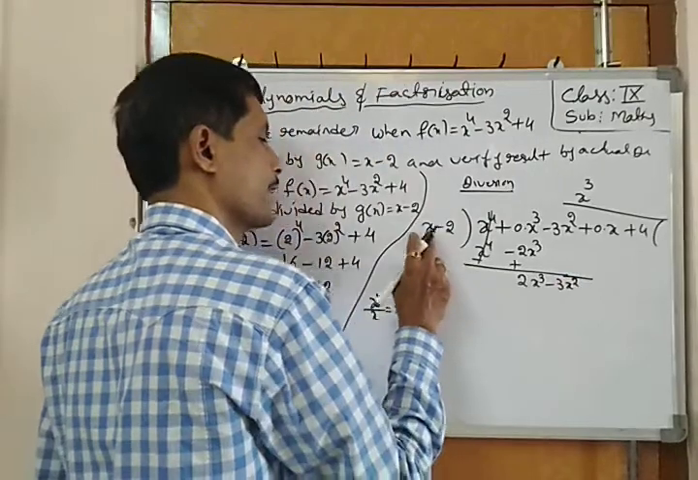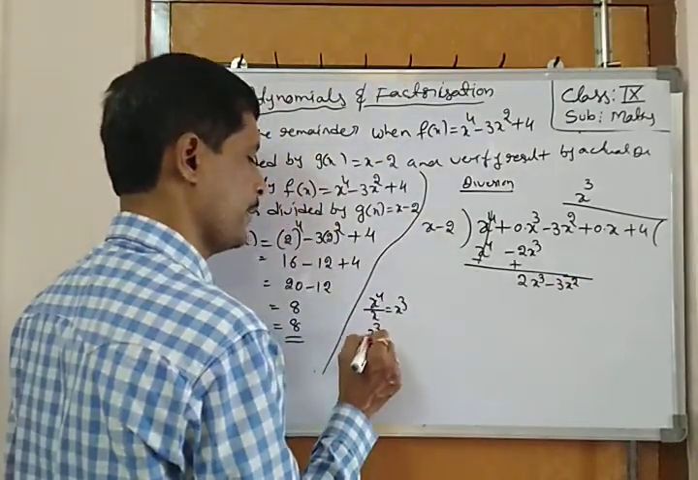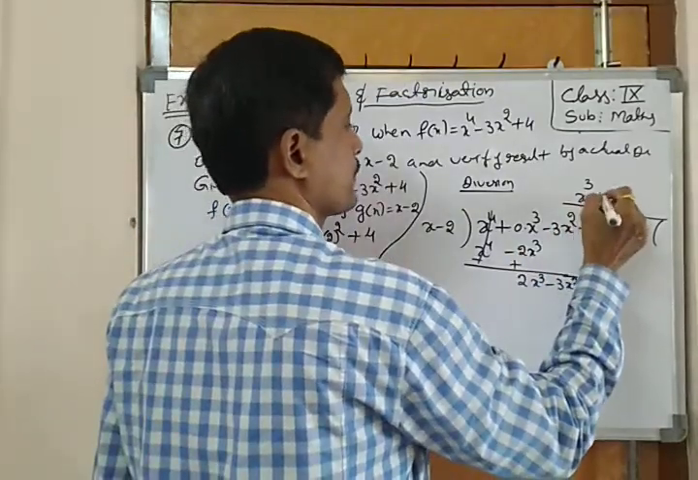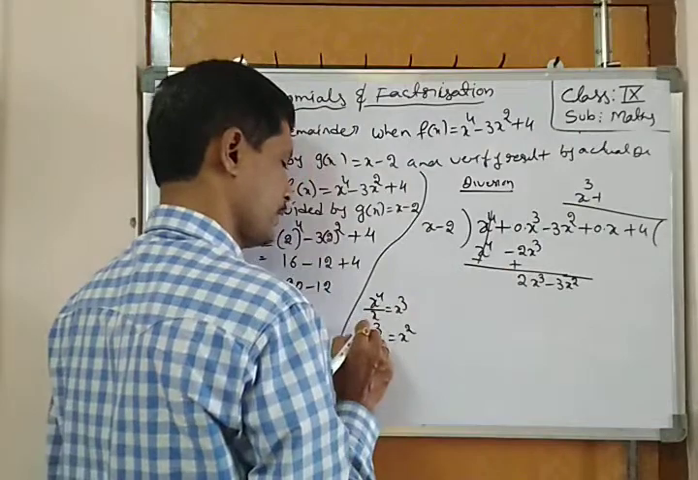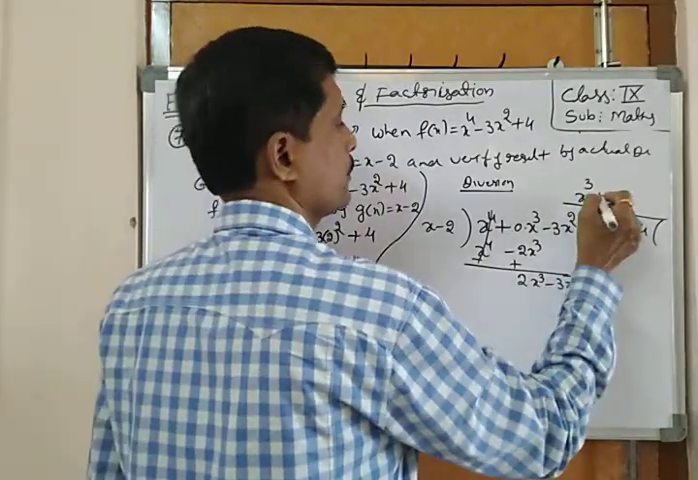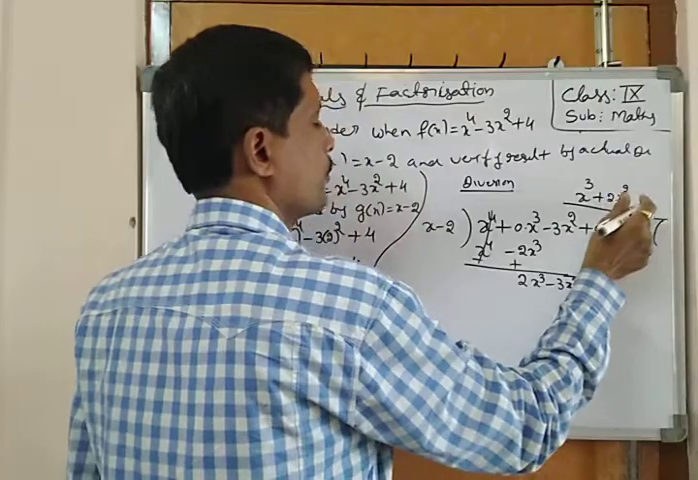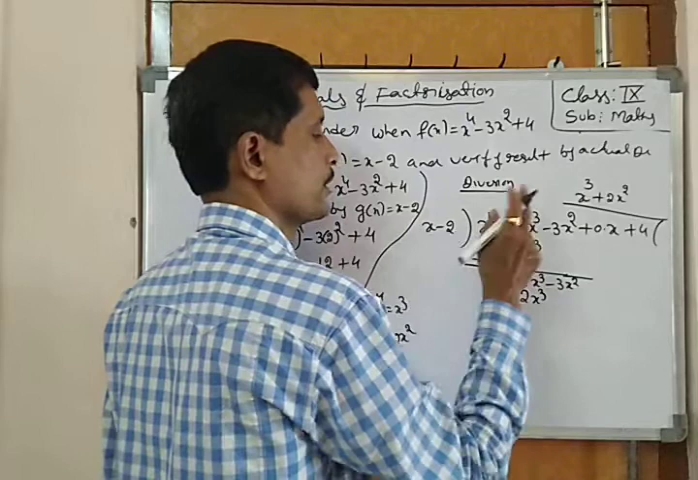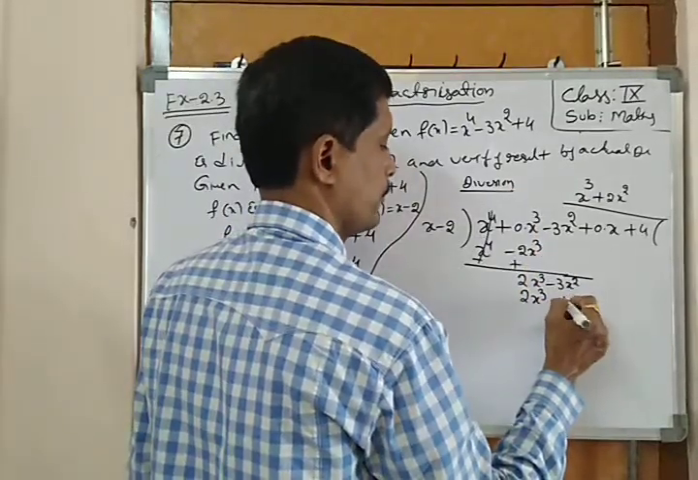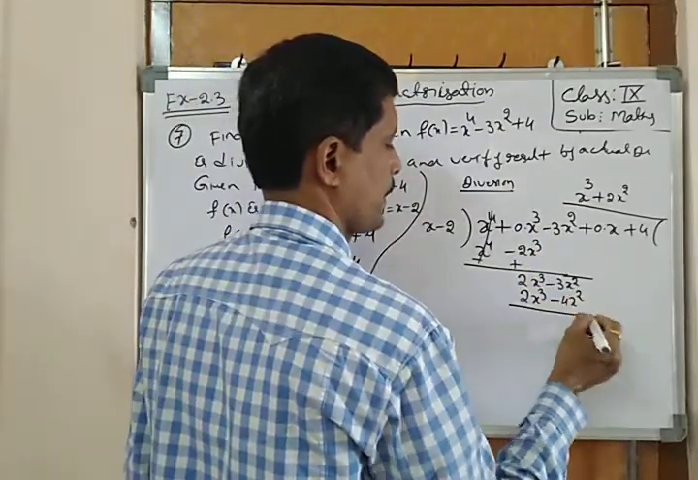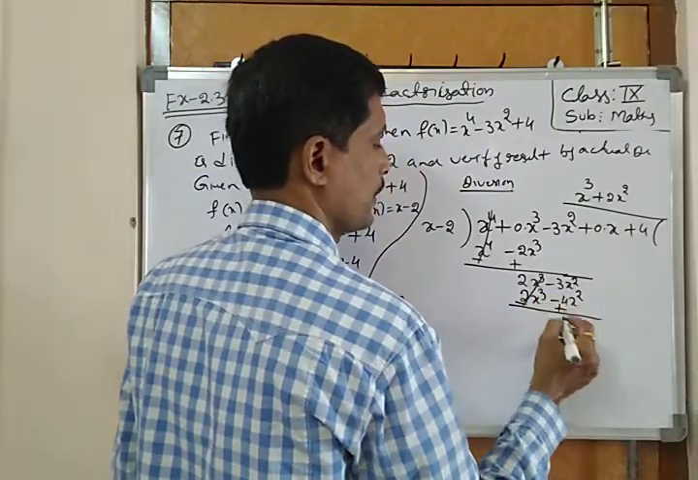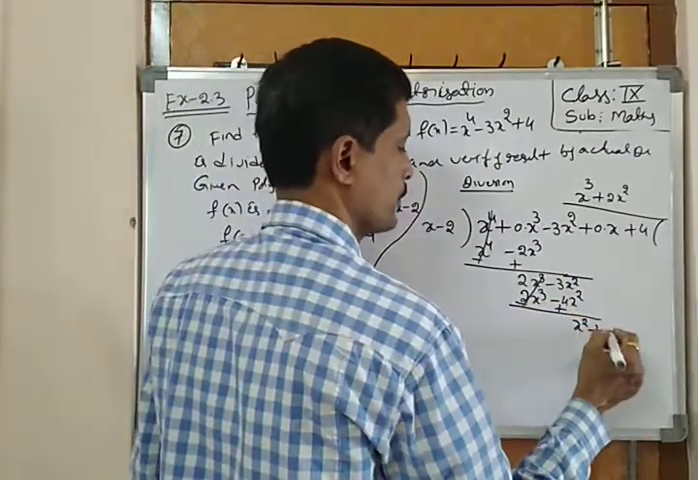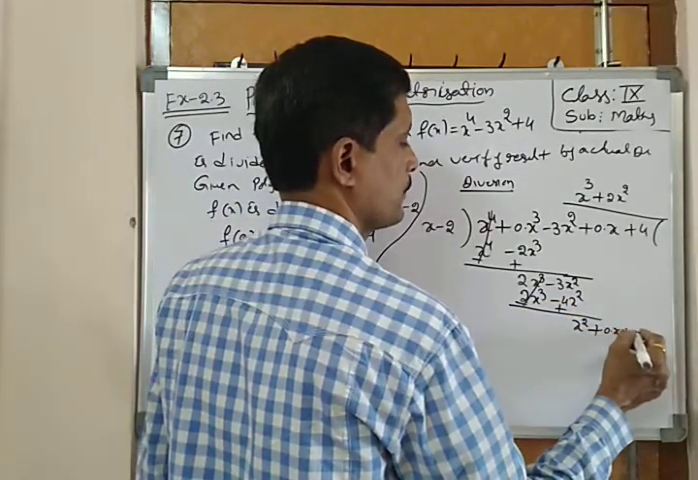Here degree 3, divisor degree 1, therefore 2x cube by x is 2x square. Write plus 2x square in the quotient. 2x square into x is 2x cube, and 2x square into minus 2 is minus 4x square. Minus plus cancel, and minus 3x square plus 4x square gives x square. Next, 0 into x plus 4.